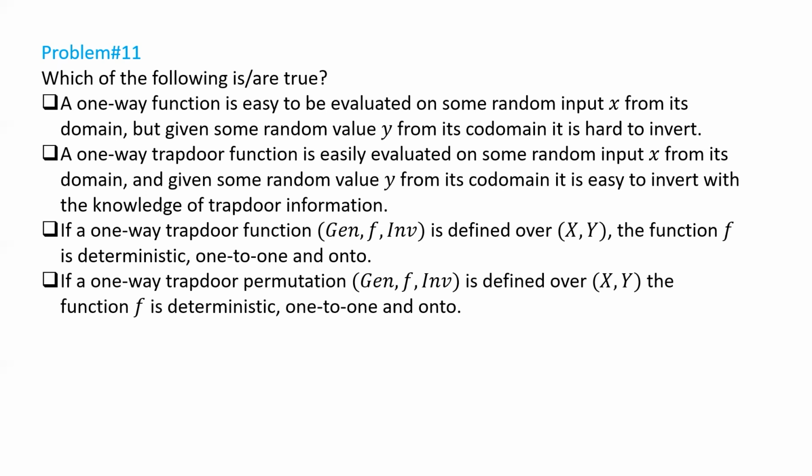So f is again deterministic, 1 to 1, and it is also onto, because as it is a permutation, each of the x in the input space maps to a unique image y in the output space, and there will be no such y in the output space which doesn't have any pre-image in the input space. So because this is a permutation, each of the outputs in the output space should have some pre-image in the input space, so it is onto.